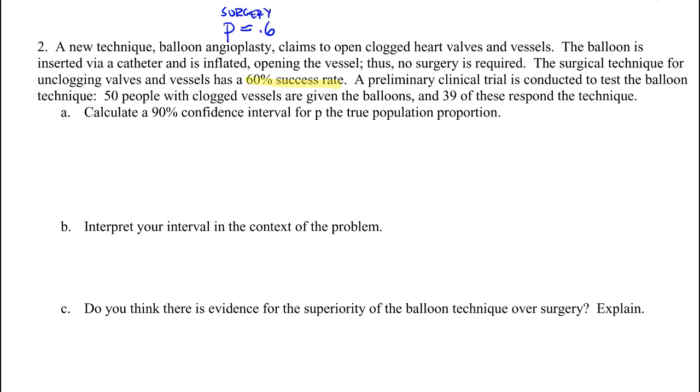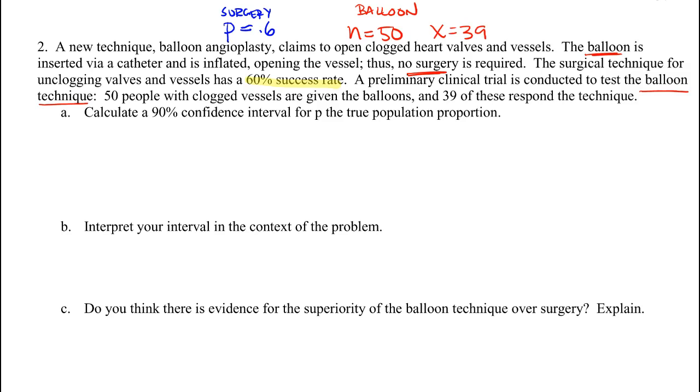Then we see a preliminary clinical trial is conducted to test the balloon technique. So now we're talking about something different, because they told us that, remember, the balloon is non-surgical. So 50 people with clogged vessels are given the balloons and 39 respond to those techniques. So when we're talking about the balloon, looks like they've given us, same as we saw in all of our beautiful confidence interval questions, an N and an X. So the number of people we looked at and then the number of successes.